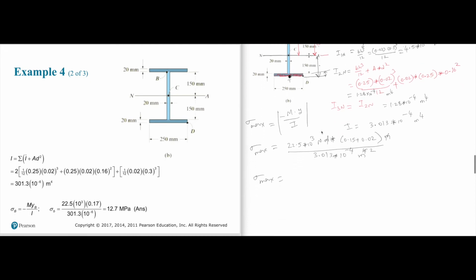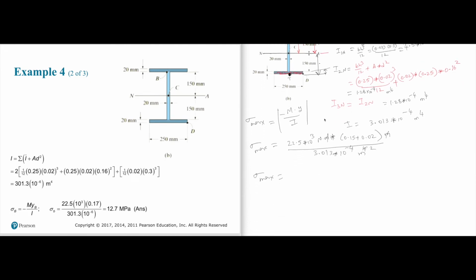Let's do this: 22.5 times 10 to the power 3. There are a lot of things, so we shouldn't make a calculation error. We have to be very, very careful. Plus 0.02 divided by 3.013 times 10 to the power minus 4. We have 0.1269, newton per meter squared.